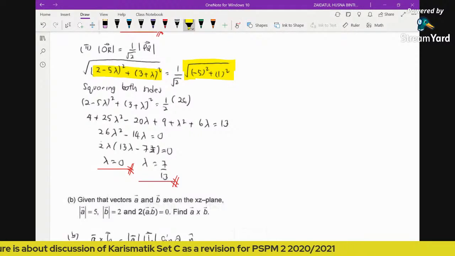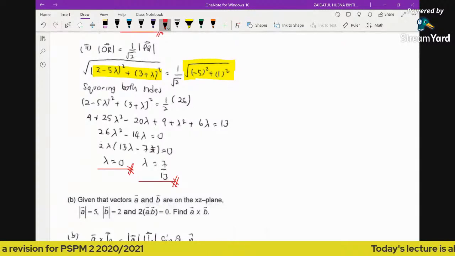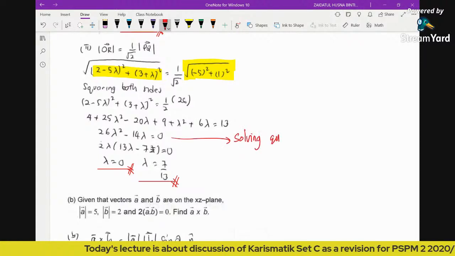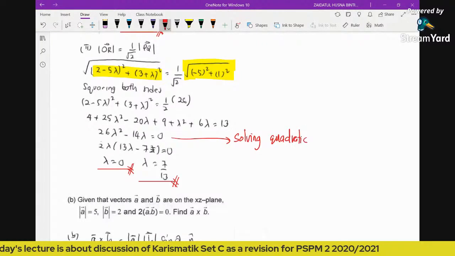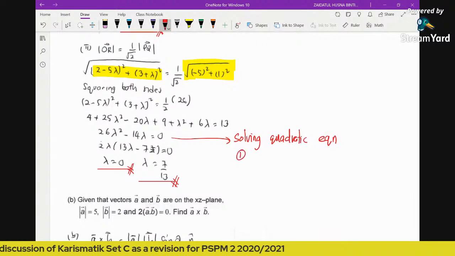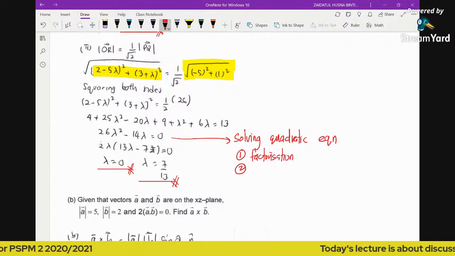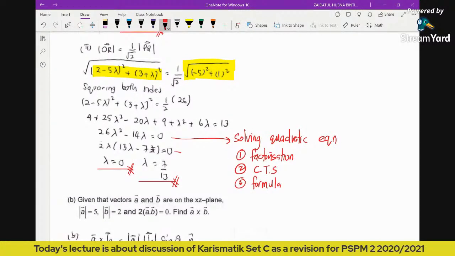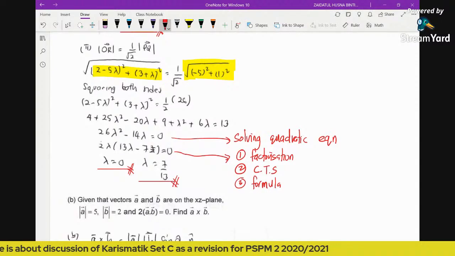So just solve the quadratic equation. Please make sure that in order to solve a quadratic equation, you show one of the three methods clearly. Either you use factorization, completing the square, or the formula. In this solution, you may see that factorization is shown clearly. Alright, then you get the values of lambda: 0 and 7 over 13.